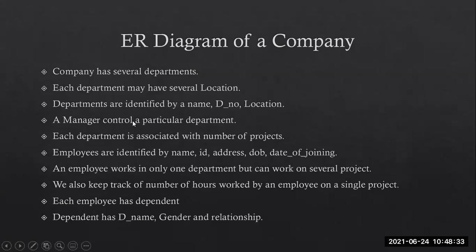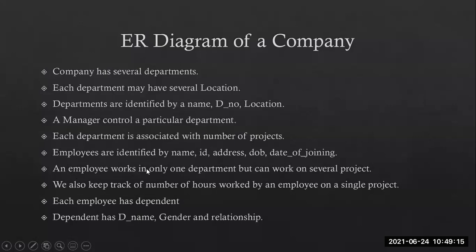Then a manager controls a particular department. Yes, someone should be the boss. The manager is the person who controls a particular department, like who is the manager of the IT department, who is the manager of sales, the boss, like this. Then each department is associated with a number of projects. Of course, every department has many projects. Now, coming to the next point, employees are identified by name, their ID, which is a social security number, address, date of birth, and of course date of joining. When did they join the respective company?